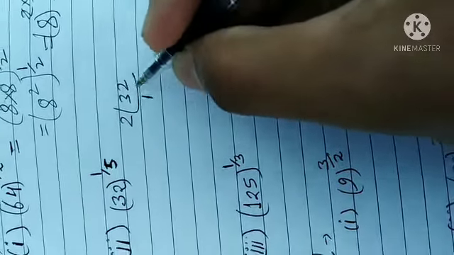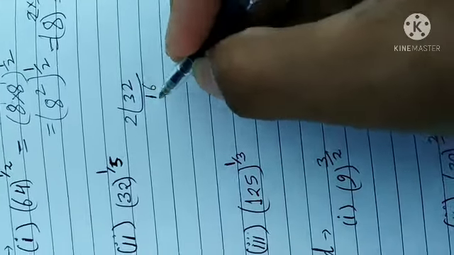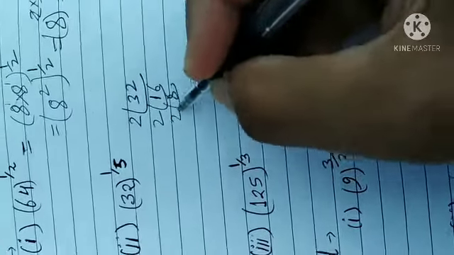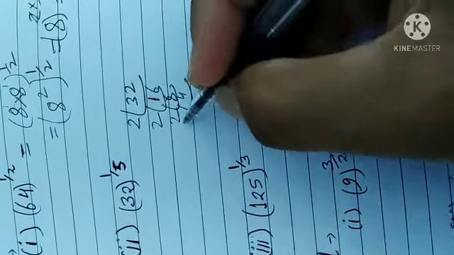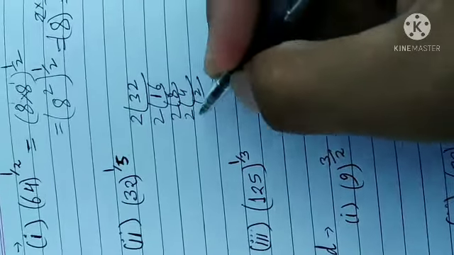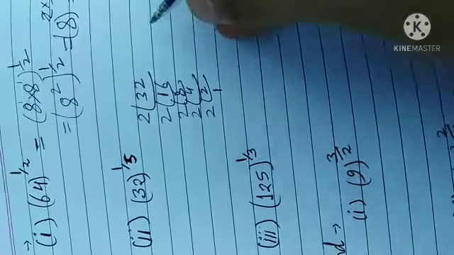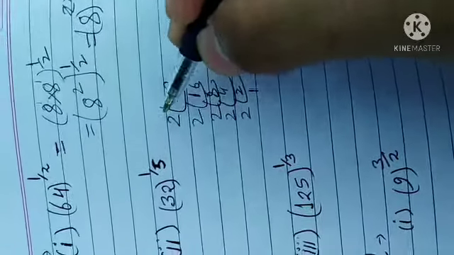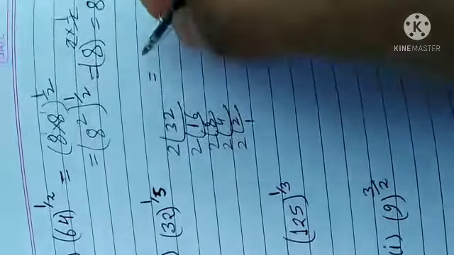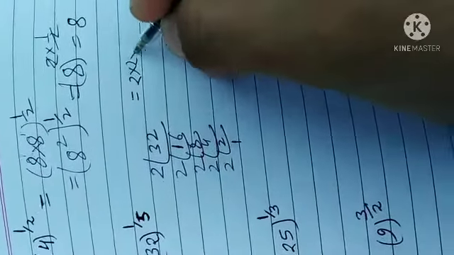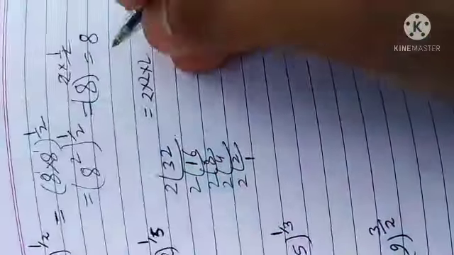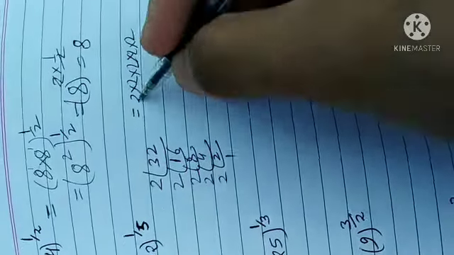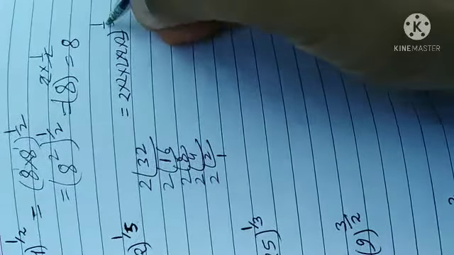2 1s are 2 and 1 remainder, 2 6s are 12, that means 16. Again by 2, 2 8s are 16, again by 2, 2 4s are 8, again by 2, 2 2s are 4, and then again 2, 2 1s are 2. Now what you can see here, 1 2 3 4 5 twos, you can write 32 in the form of 2 into 2 into 2 into 2 into 2. How many? 1 2 3 4 5 times, and whole to the power 1 upon 5.